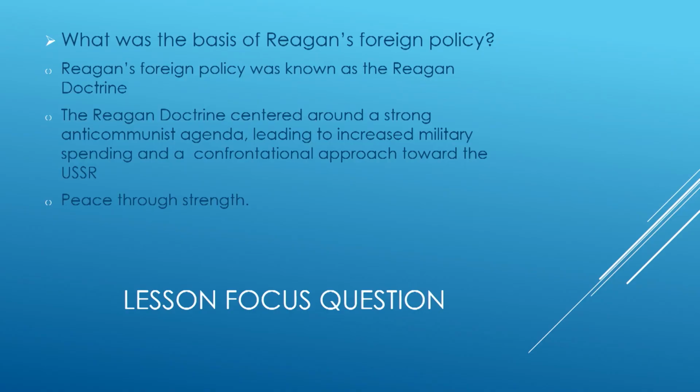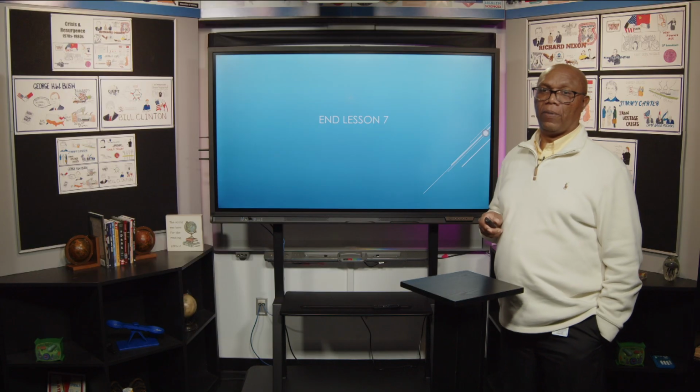What was the basis of Reagan's foreign policy? Reagan's foreign policy was known as the Reagan Doctrine. The Reagan Doctrine centered around a strong anti-communist agenda, leading to increased military spending and a confrontational approach toward the Soviet Union. Peace through strength was his motto.